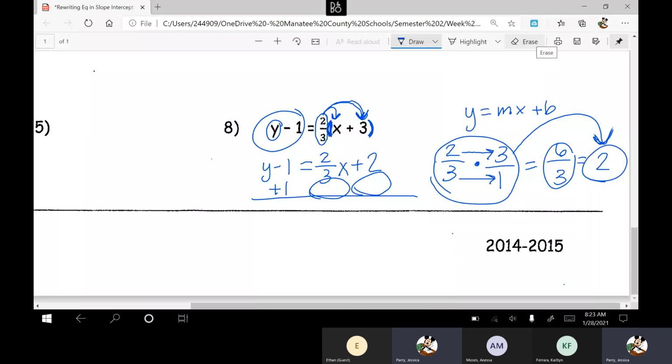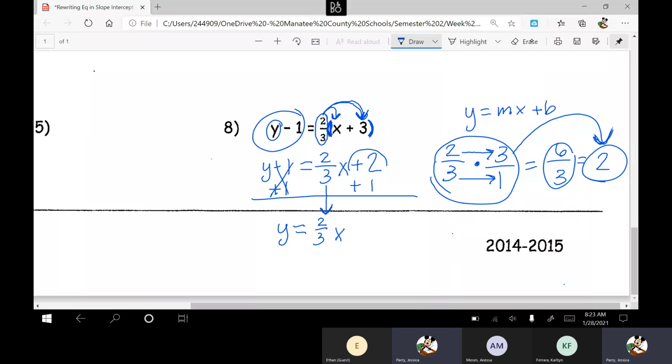We're going to put it under the same term. And for this one, we're going to put it under the 2. So let's go ahead and put our plus 1. So these ones cancel out. Now I have my y equals. I'm just going to copy this down, this 2 over 3x.